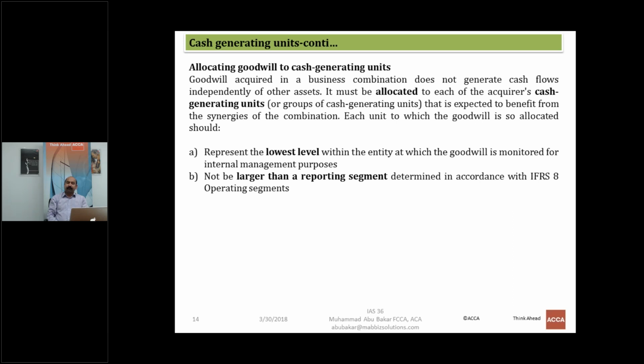Goodwill acquired in a business combination does not generate cash flows independently of other assets. It must be allocated to each of the acquirer's cash generating units or groups of cash generating units that is expected to benefit from the synergies of the combination. Each unit to which the goodwill is so allocated should represent the lowest level within the entity at which the goodwill is monitored for internal management purposes, and not be larger than an operating segment determined in accordance with IFRS 8.